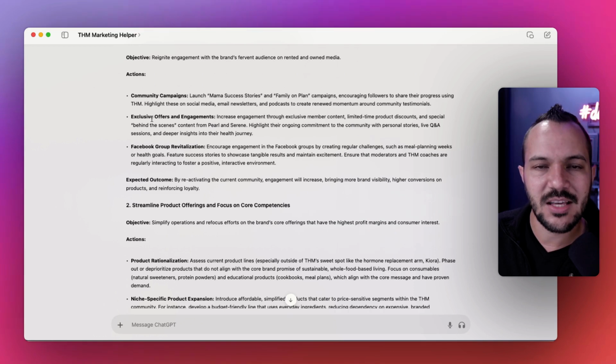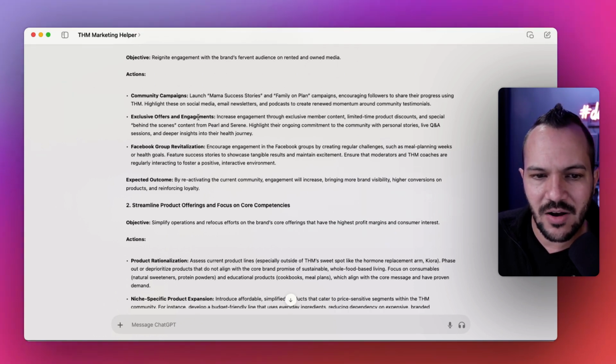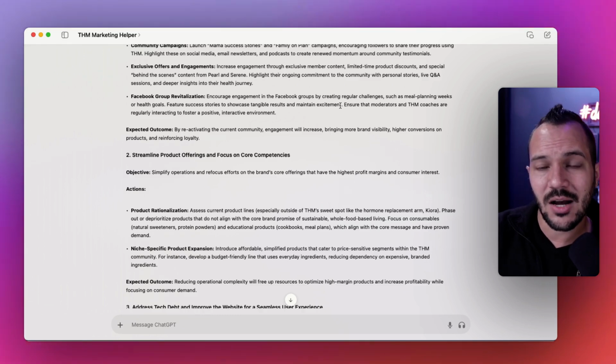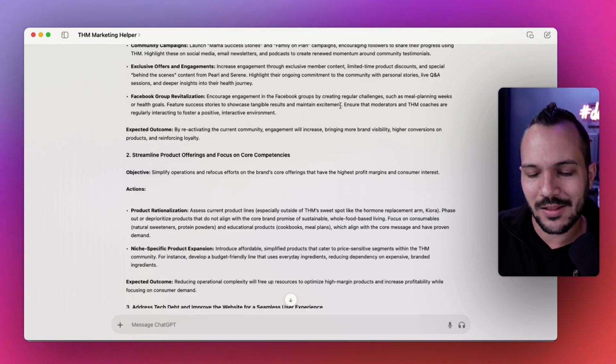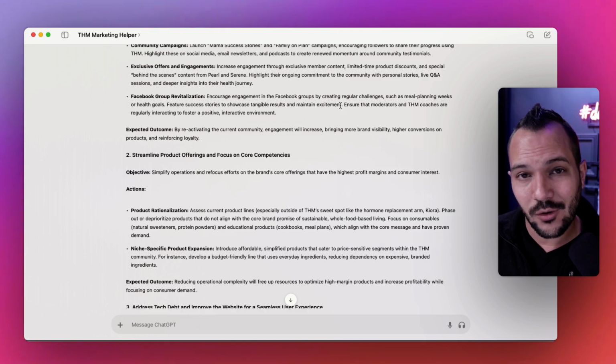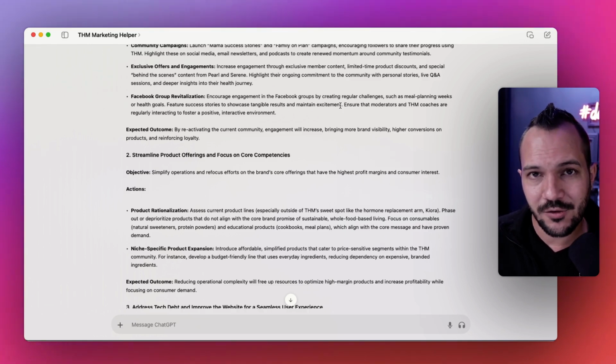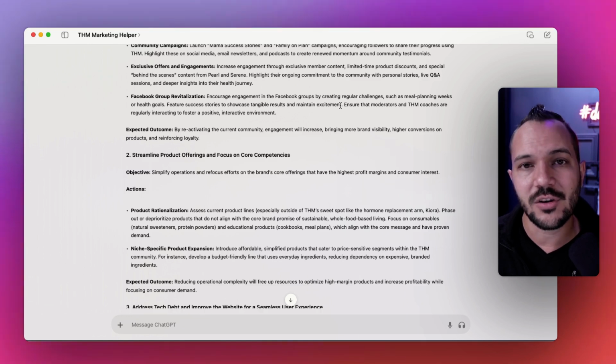I'm just going to skip around through what's written as a strategic plan here. Come up with exclusive offers and engagements, and it gave a great idea there. Facebook group revitalization: encourage engagement in the Facebook groups by creating regular challenges such as meal planning weeks or health goals. Feature success stories that showcase tangible results and maintain excitement. Because this brand has done a great job with its Facebook group. There's literally 500,000 mamas in that group, but probably only tens of thousands actually engaging regularly after it's cooled down over the last 5 years or so.